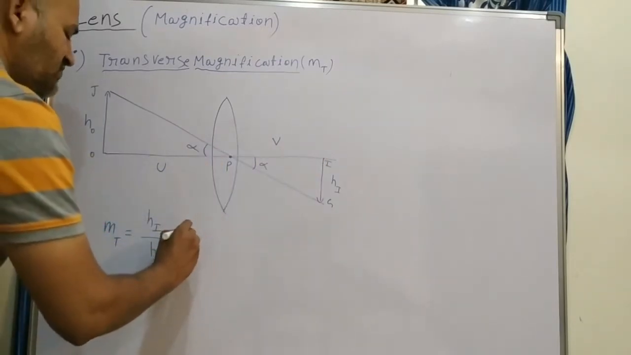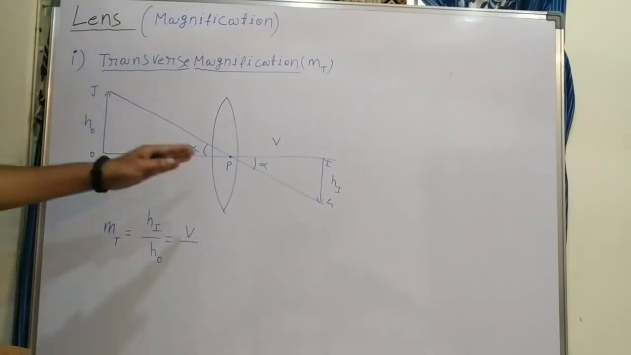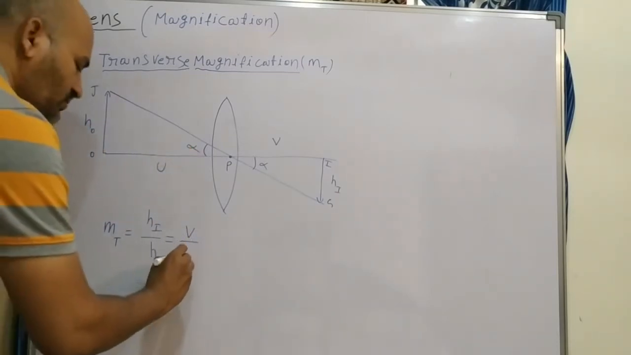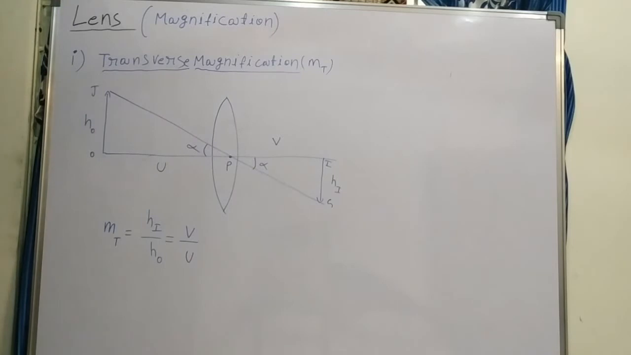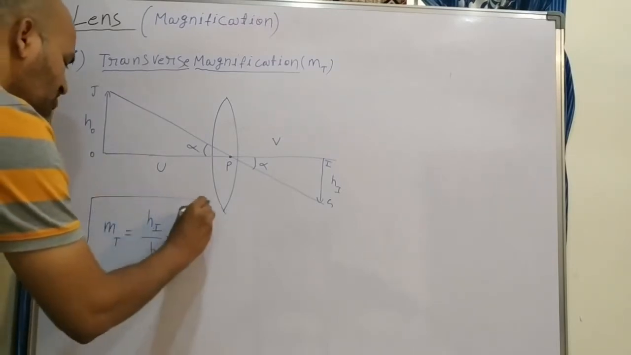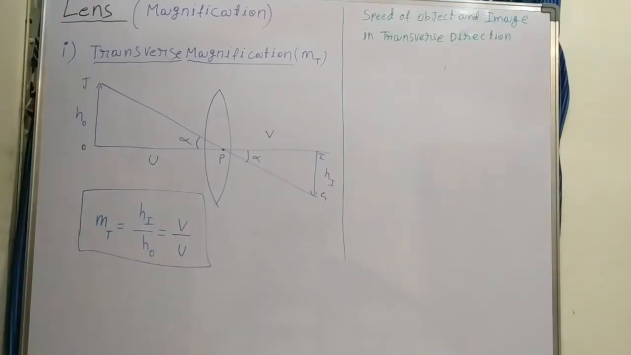From here to here distance is V, by here distance is U. Actually here object distance is negative, image distance is positive. So transverse magnification we are getting negative only for real image. In mirror that is minus v by u, but here it is just v by u. That is transverse magnification.